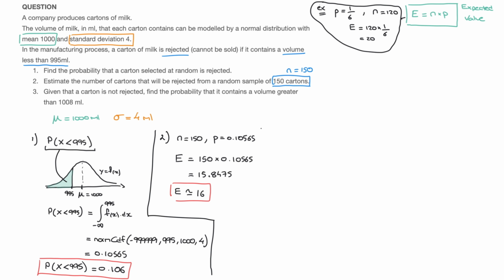That being said, I move on to the third and final part of this question, part 3, in which we're told, given that a carton is not rejected, find the probability that it contains a volume greater than 1008 milliliters. Okay, well first of all, when reading through this third part of the question, the term given that is a key term. Indeed, here it tells us that we're dealing with conditional probability, and that we should therefore be using our formula for calculating the probability of an event A occurring given an event B has occurred. And let me remind us of that formula in the upper right-hand corner.